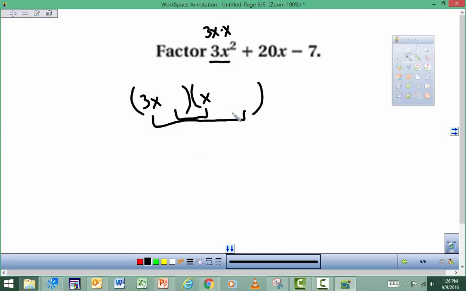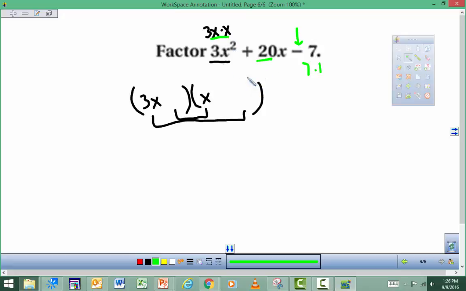These two go together and these two go together, but these come from the last term. Well, look at that. I only see one possibility, 7 and 1. So you have to figure out which combination works. Now, keep in mind, one of these is negative. Which combination would work with this pair over here to give us 20?